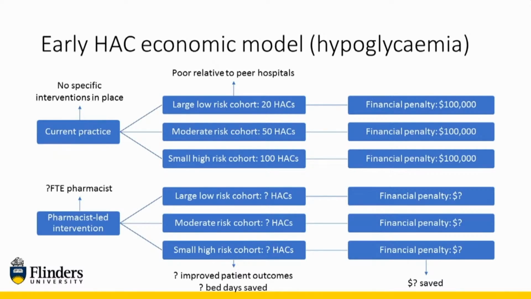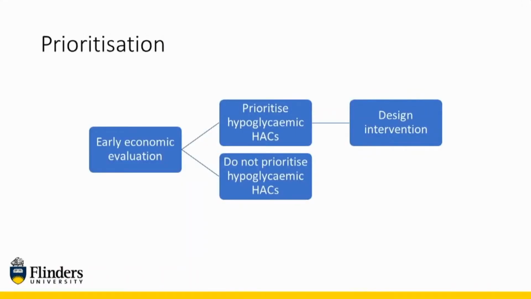I mean, that's ultimately what we're interested in, and what the purpose of the financial penalties is to provide an incentive to improve care, as well as potentially saving bed days. So we can populate this type of model, which would inform a first prioritization question. So we've done our early economic evaluation. The decision is, do we prioritize hypoglycemic HACs to take forward to designing interventions, or do we prioritize some other area in which we think there'll be more value from using our scarce economic resources?